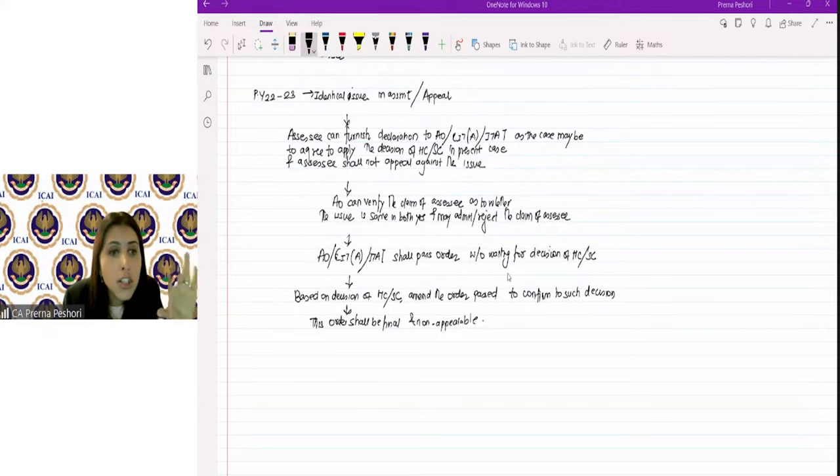So res judicata means a subject matter which has already been judged. Once a decision has been passed, it must be accepted as final, and you cannot appeal against that particular decision. So this is to avoid the repetitive appeals.